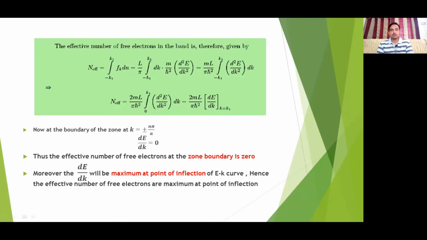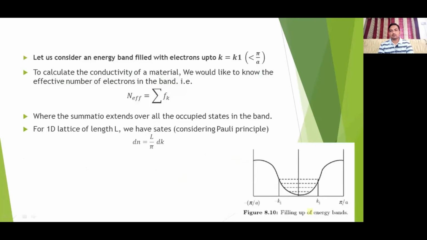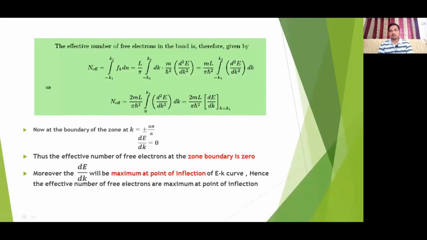Now, at the boundary of the zone, at k equal to plus or minus nπ over a, which in our case is π over a or minus π over a, the boundary of the first Brillouin zone, these are the points where the slope of the E-k diagram will be 0, as you can see in this diagram. At these points dE by dk will be equal to 0. So if dE by dk is 0, the effective number of electrons at the boundary will be 0. So there is no free electron at the boundary of the band. Thus the effective number of free electrons at the zone boundary is 0.